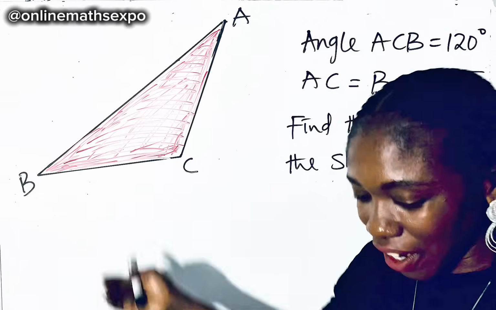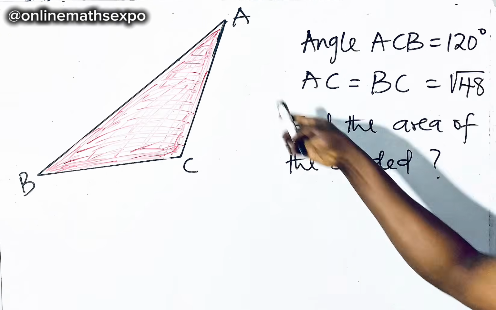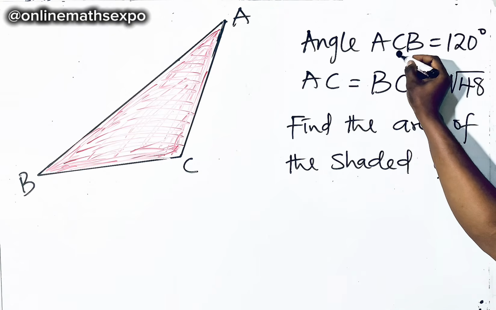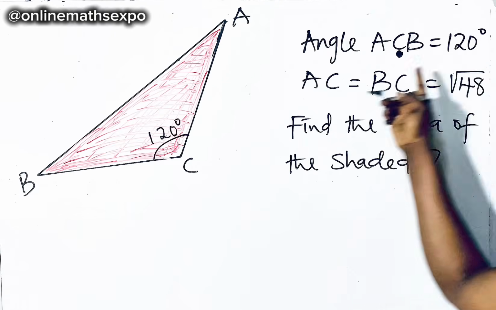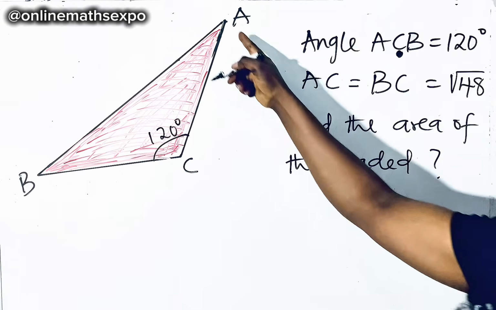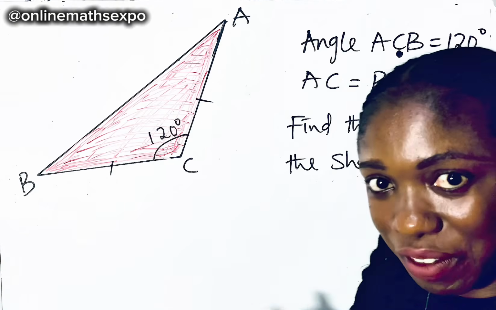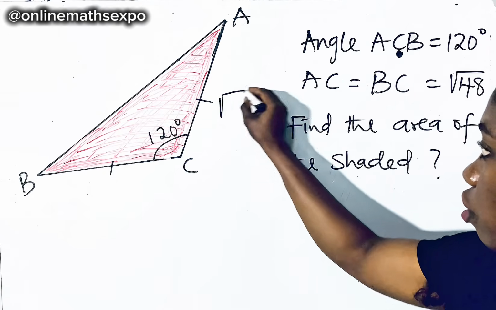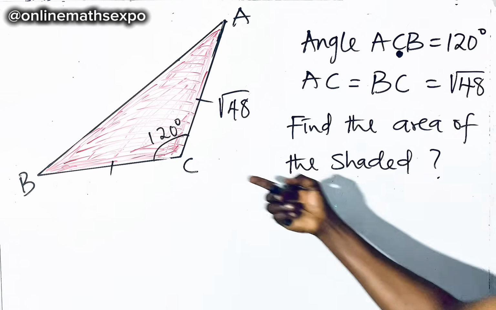We are given this diagram and we are told angle ACB. When you hear this, the angle is on the center letter. So this angle here measures 120 degrees. Line AC is equal to line BC. This line is equal to this line, and that means something when you're working with triangles, and it measures square root of 48. And the question is asking us to find the area of the shaded.